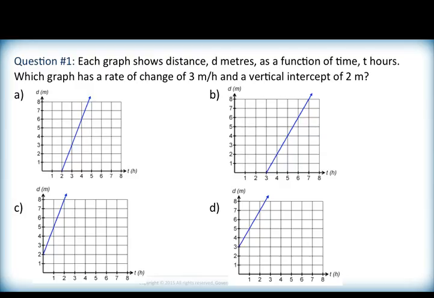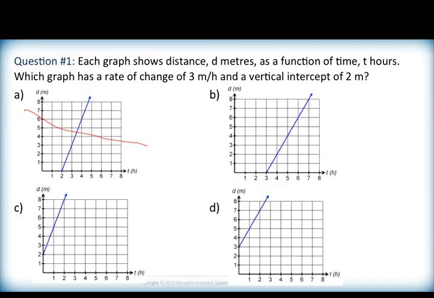And we're looking for a vertical intercept of positive 2. So that must mean that our graph will hit at a point of 2. So that's what we need to look for. If it doesn't occur at a graph, then we can eliminate it. So this one here does hit at 2, but that is at the horizontal axis, which is time. And that's not what we're looking for, so that is gone.